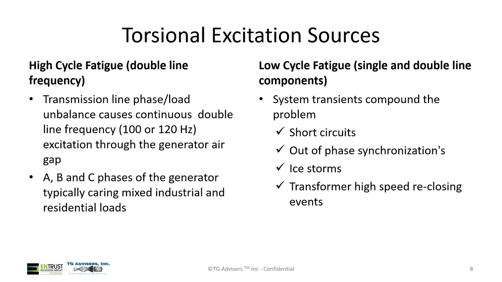So when you have a large variance of this loading on the generator, you can cause excitation of torsional or double line frequency. In the US, our power grid is 60 hertz, so double line frequency is 120 hertz. In Europe and some other countries, they have a 50 hertz grid, so that's 100 hertz. And when that occurs and you have that excitation source, it occurs through the air gap.